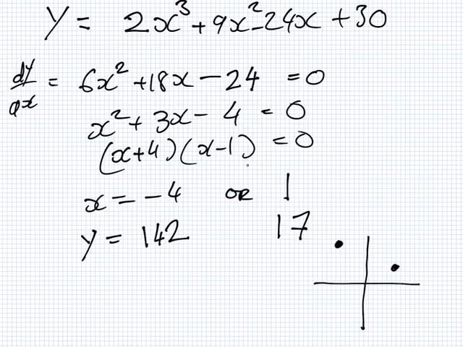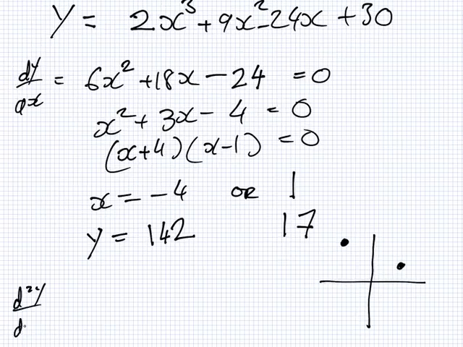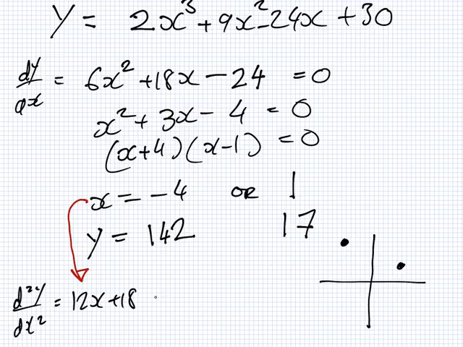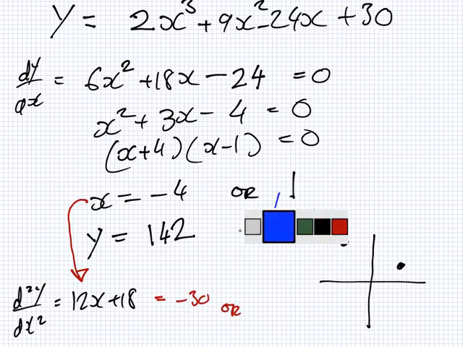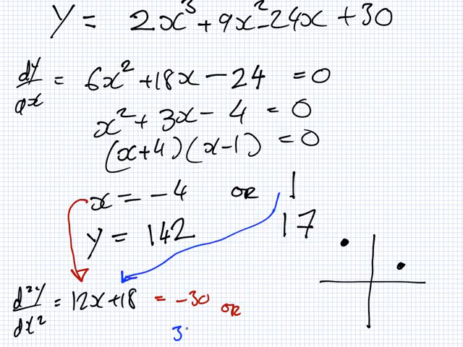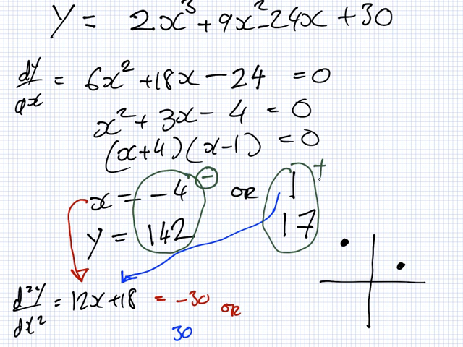Well, we can check by using the second derivative. The second derivative is 12x plus 18. If I put this value of x in here, I'll get a positive or a negative number. What will I get? Minus 30. Or, if I put this one in, I get 30. So this answer has a negative second derivative, and this answer has a positive.